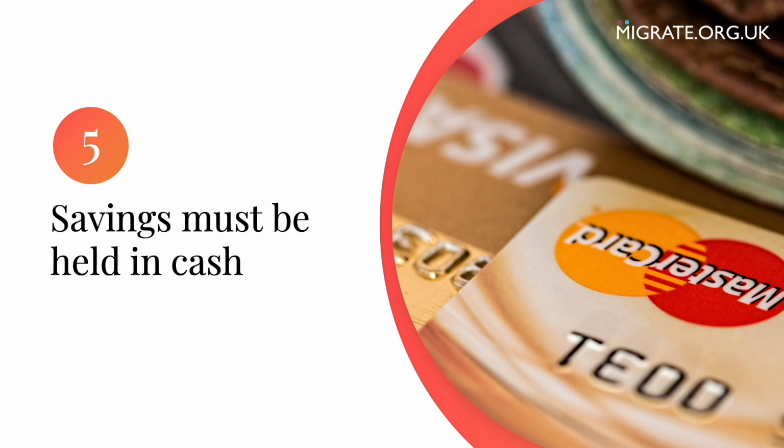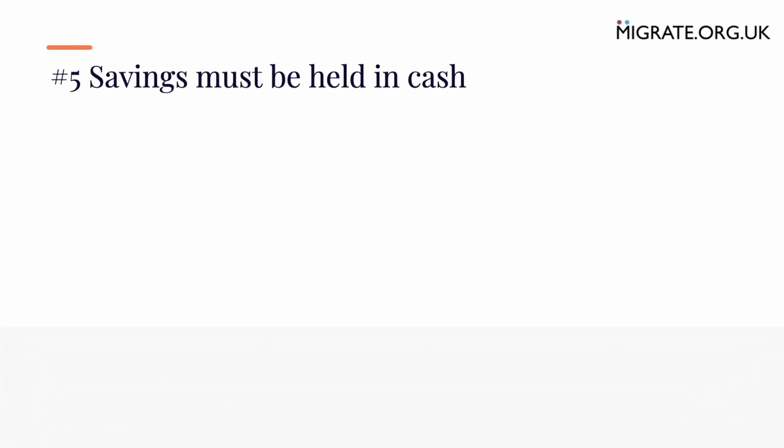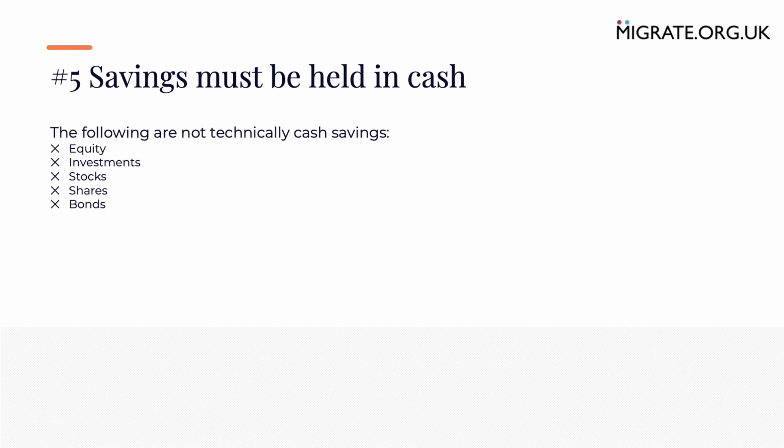The next mistake that we will discuss will be relevant to you if you decide to rely on cash savings to either satisfy the financial requirement alone, or use it in combination with another source of permitted income to satisfy the financial requirement. If you don't intend to rely on cash savings to satisfy the financial requirement, you probably want to skip this bit. The immigration rules state that the savings must be held in cash. And contrary to what some partners may think, equity, investments, stocks, shares, and bonds are technically not treated in the immigration rules as being cash savings.